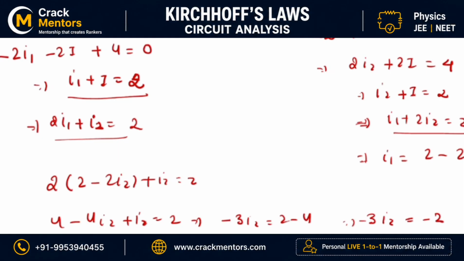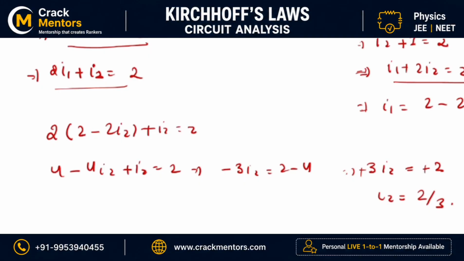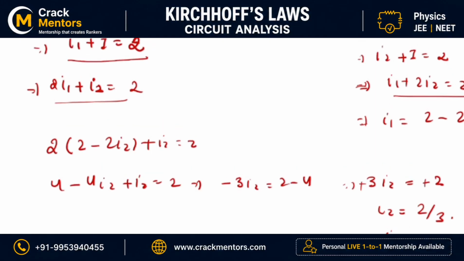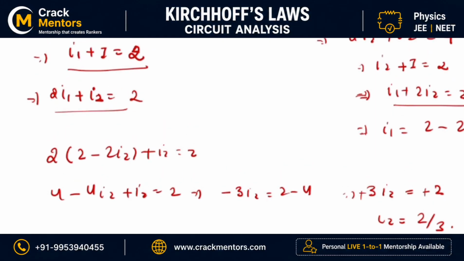So I2 that I get here is equal to how much? The value of I2 in this question is 2 by 3. Similarly, find the value of I1, and once you get the value of I1, you will be able to find the value here. Let us do it completely. So it is equal to 2 minus 2 times 2 by 3. So that is equal to how much? I think again I am getting the wrong value.